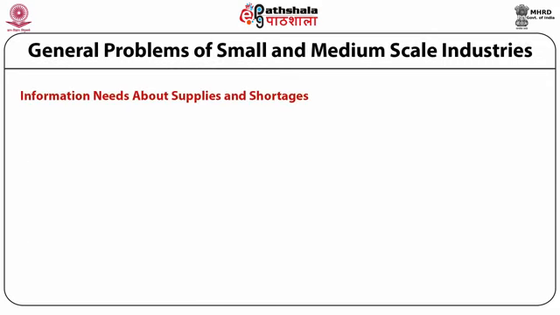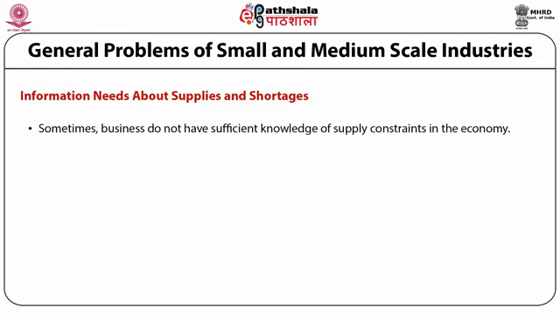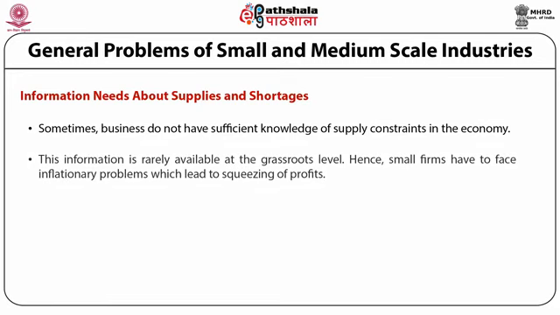Next comes information needs about supplies and shortages. Sometimes, rather every time, businesses do not have sufficient knowledge of supply constraints in the economy. Once SMEs start the business, they may be interested in knowing about the suppliers of specific machinery that suit their needs, the technical information, and the market trends for the products. This information is rarely available. Hence, small firms have to face inflationary problems which lead to squeezing of profit later on.